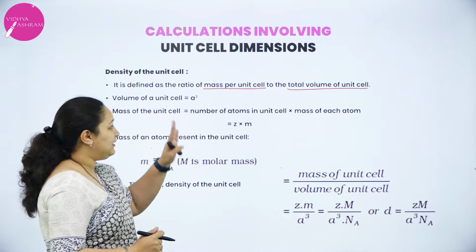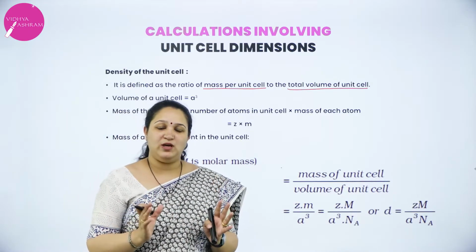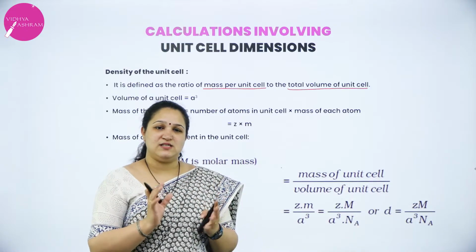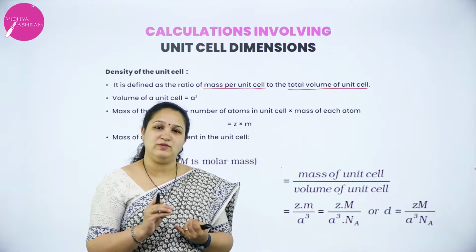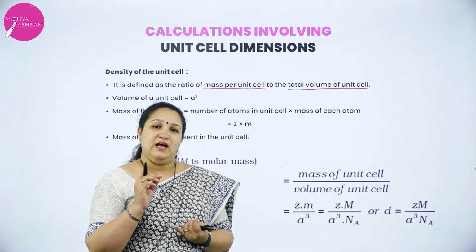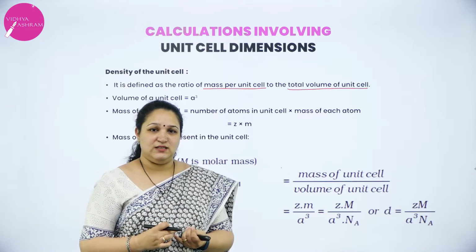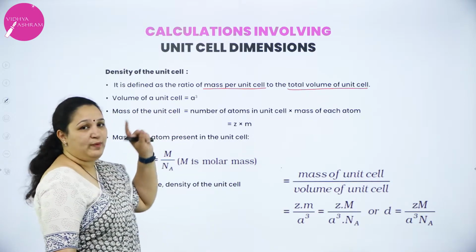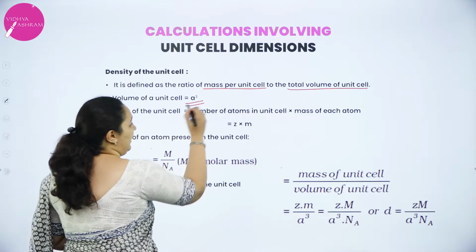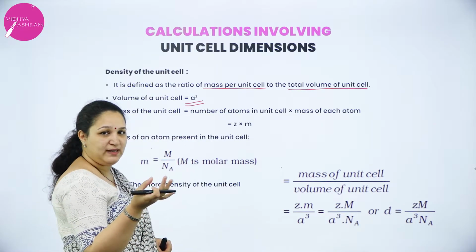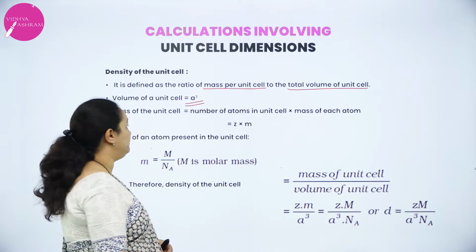Now, how do we get the volume of the unit cell? In a cubic unit cell, all the edges are equal. And the formula to calculate the volume is length into breadth into height. So, if I consider the edge length to be A, then the volume of the unit cell is A cube, that is A into A into A.